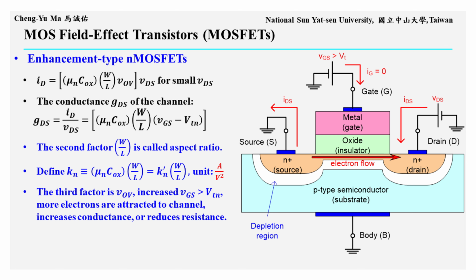The second factor in the channel conductance is W over L, called the aspect ratio of the device. The product of Kn prime and W over L is defined as Kn, also with units of amps per volt squared. The third factor is the overdrive voltage, V_OV equals V_GS minus V_TN. Once V_GS is greater than V_TN, an inversion channel forms. Increasing V_GS attracts more channel charge, increases the conductance, and reduces the channel resistance.